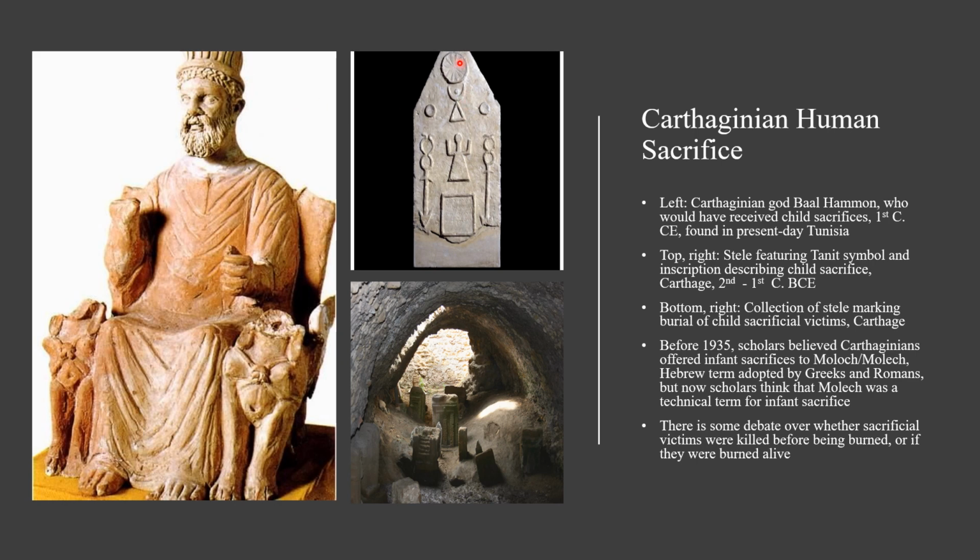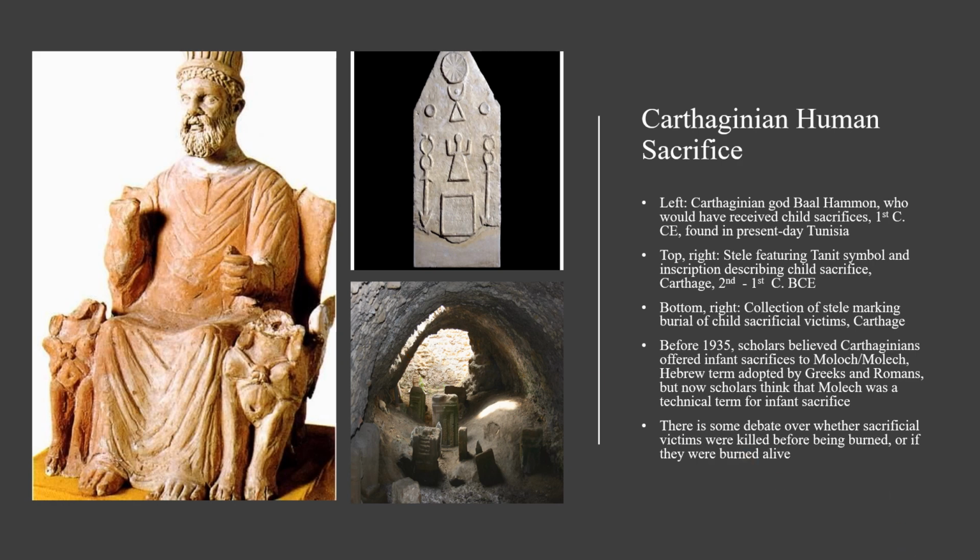Here is a child sacrifice stele that commemorates the sacrifice of a child. There's the symbol of Tanit, and then there's an inscription in the Phoenician language. Some people tried to argue that this was basically just a gravestone or a tombstone, but more recent scholarship believes that these were sacrificial victims who were killed to honor the gods. Here is a collection of the stelae that would mark those that were sacrificed.